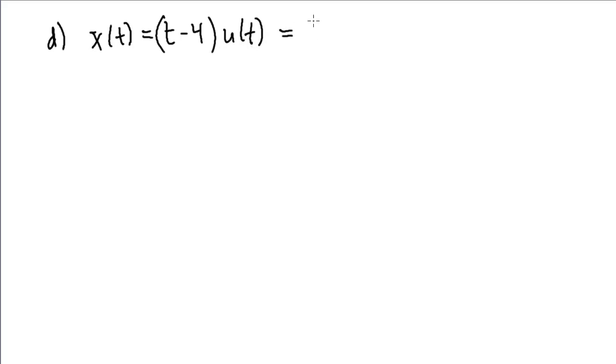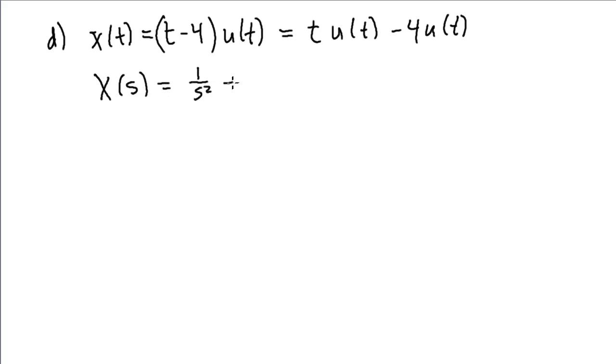Here I just expand this. I'll have t u of t minus 4 u of t. And both of these are directly in my table of Laplace transforms. The t u of t becomes 1 over s squared. 4 u of t actually has a transform of 4 over s. I can combine these over a common denominator, which would be s squared in this case, and I'll have 1 here, and then minus 4s here.